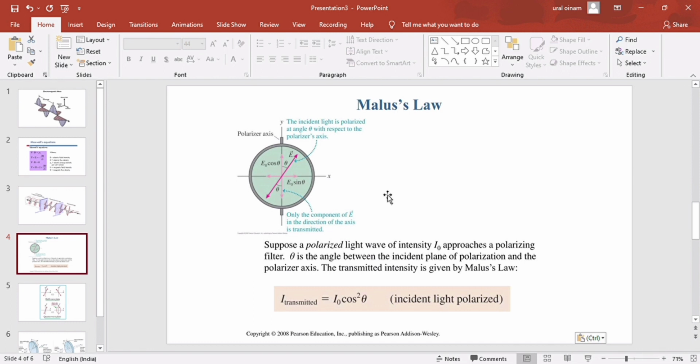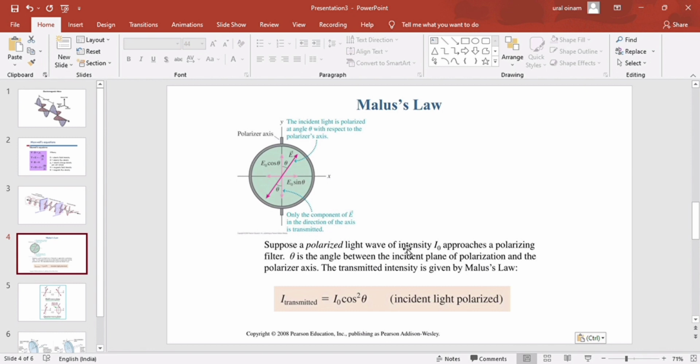And this Malus's law formula is given by I = I₀ cos²θ, where I is the intensity of light transmitted through the polarizer at an angle θ with respect to the initial polarization direction, I₀ is the initial intensity of the light before passing through the polarizer, and θ is the angle between the initial polarization direction of the light and the transmission axis of the polarizer.